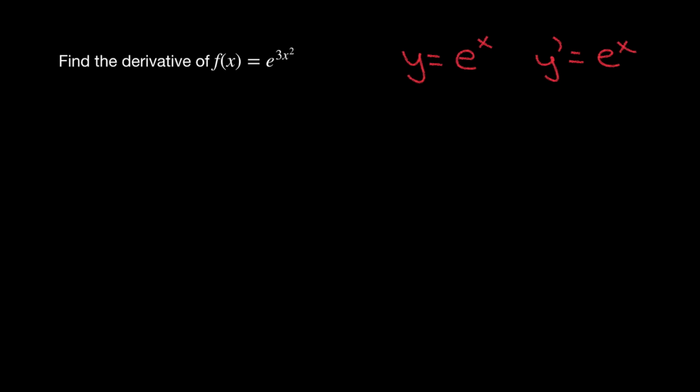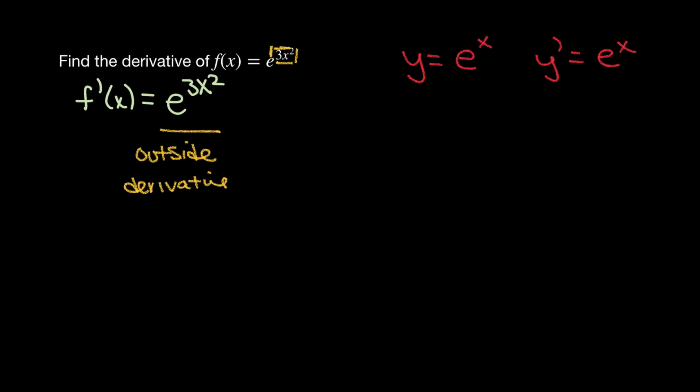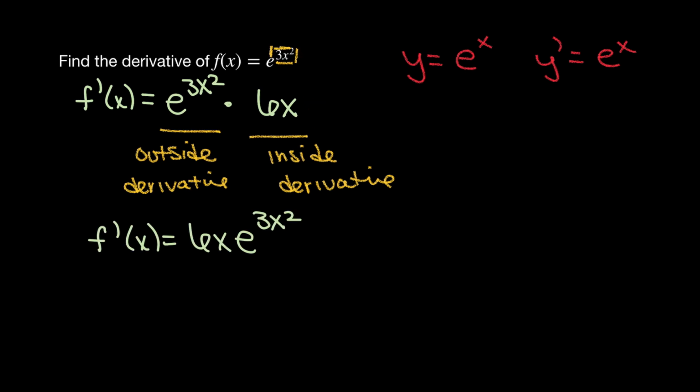We learned earlier in this video that the derivative of e to the x is e to the x. So my outside function is e to a power. When we have e to a power, we get e to the power. So the derivative of e to the 3x squared is going to have an e to the 3x squared. That's my outside derivative. The inside function is the 3x squared. That's inside the exponent. Derivative of 3x squared is 6x, and the chain rule says I multiply these things together. So I would just write that derivative as 6x times e to the 3x squared.